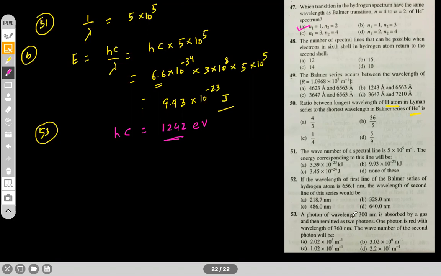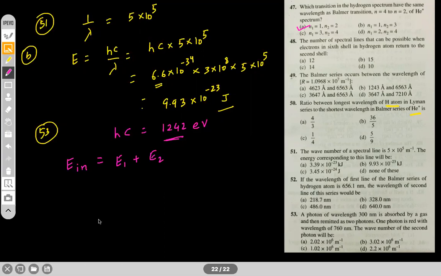Okay. Question number 53, a photon of wavelength 300 nanometer is absorbed by a gas and then emitted two photons. One photon has a given wavelength; find the wave number of the second photon. See, the energy that is absorbed, the incident energy, E incident, corresponds to this wavelength, and then two photons are emitted, correct? So the energy of the two photons we can assume E1 and E2. So this is the equation, because total energy in is equal to total energy out.